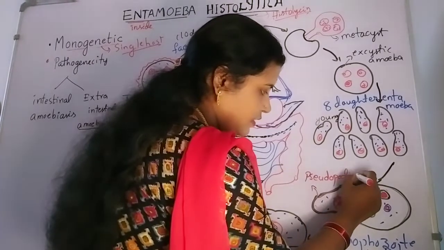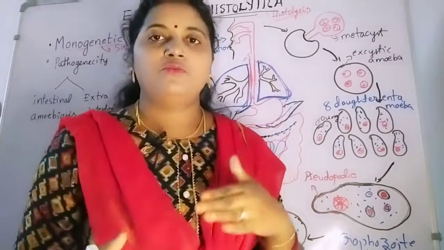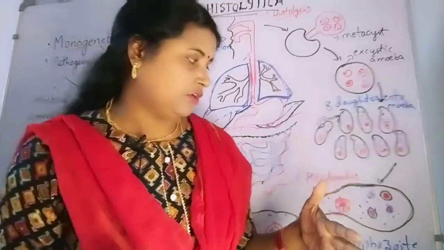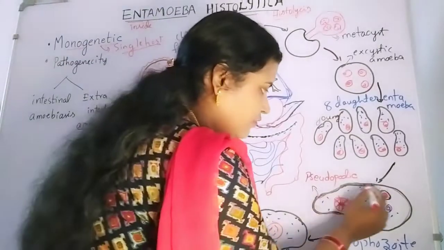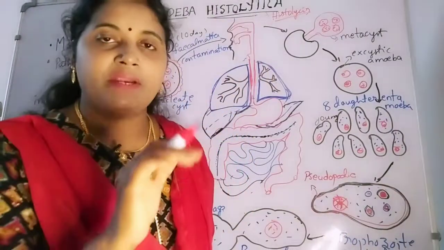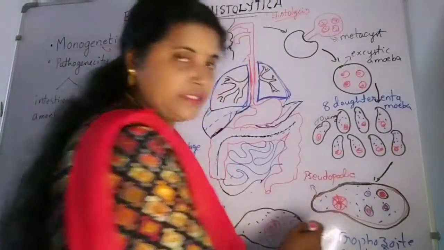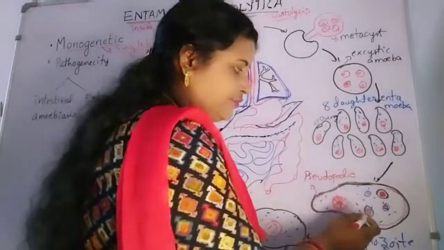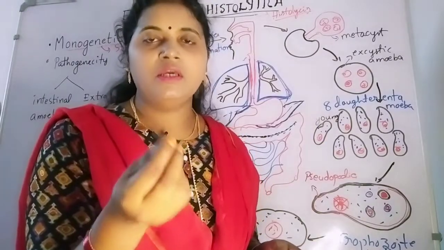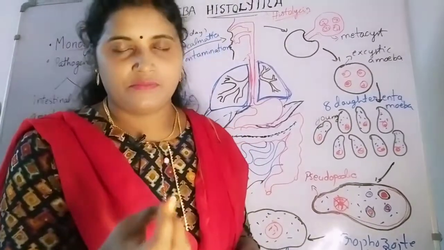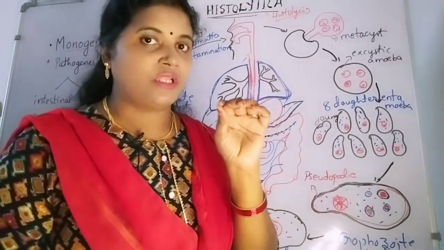This pseudopodium helps the trophozoite in the movement of the organism. The trophozoite is covered by the plasma lemma, the cell membrane. It also contains food vacuoles with RBC, and a very dilute, light cytoplasm without any cellular components.